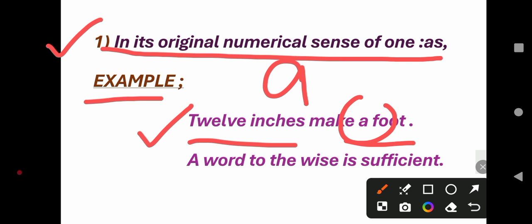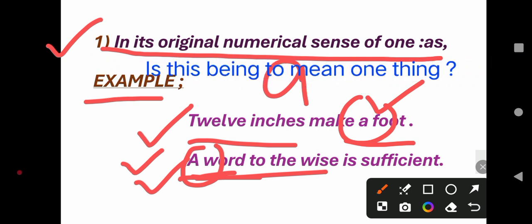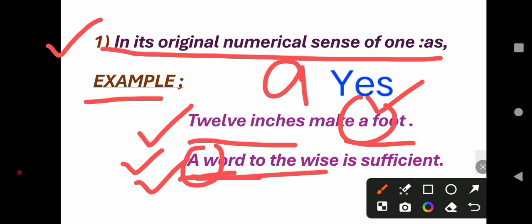Is it clear? Another example is: a word to the wise is sufficient. So let me explain. A word to the wise means just one word is enough for a wise person. If someone is intelligent, they don't need long explanation. One short message, a word, is enough for them to understand. So here again, "a" is used in the meaning of one. So whenever you see the word "a" in English, ask yourself: is this being used to mean one thing? Most of the time, yes. That's the original use of "a", it means one.